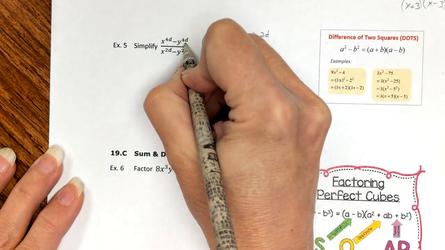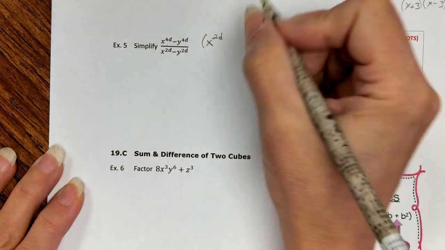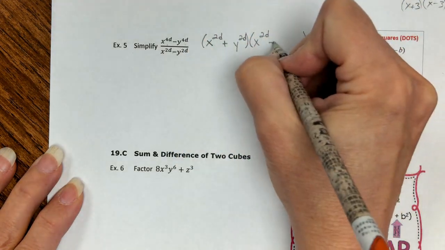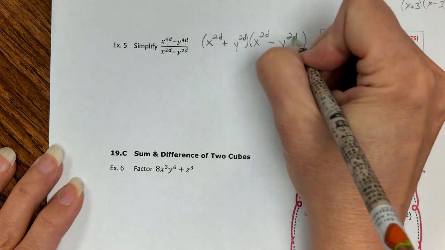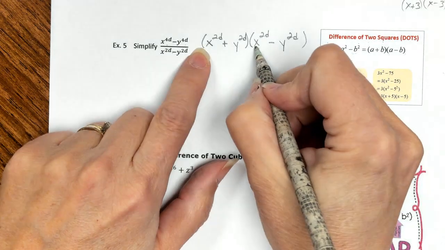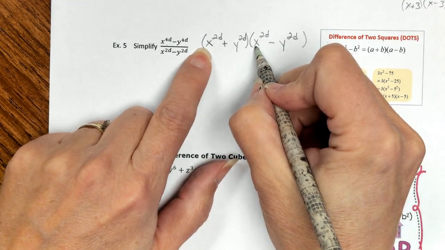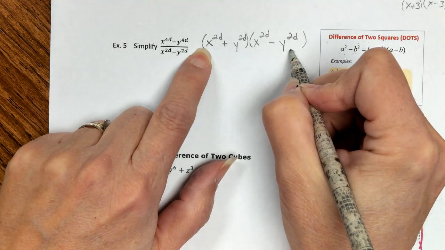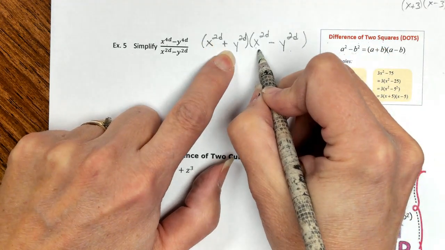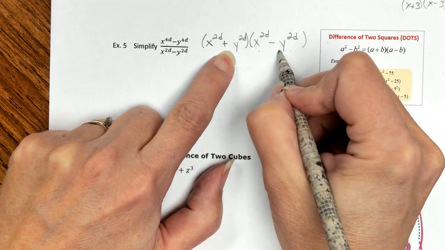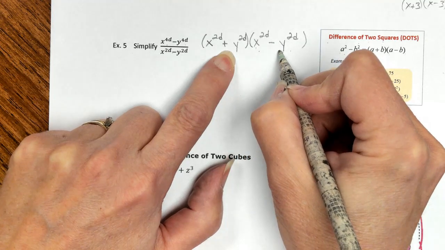And the square root of the second one here is y to the 2d. And so one will have a plus and one will have a minus. And we can FOIL and prove it to ourselves. This is x to the 4d, because we're adding exponents when we multiply, minus x to the 2d, y to the 2d, plus x to the 2d, y to the 2d, so they cancel, minus, because these are opposite signs, y to the 4d. Because again, they're both y's, so we add the exponents.